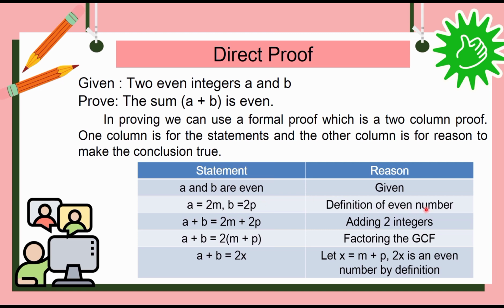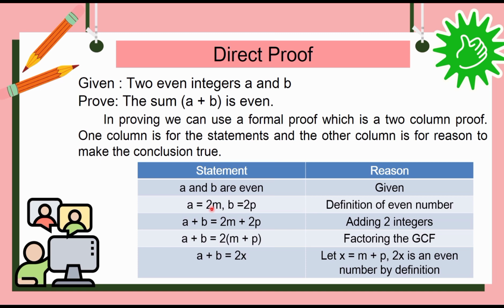Okay, dun sa ating diniscuss kanina, di ba, meron tayong even number at may odd number. Yung una nating statement doon, that is the definition of even number kasi any number that you will multiply by 2, the answer is even number. Kahit anong substitute nyo dito, pag minultiply nyo siya kay 2, ang ating magiging sagot ay even.